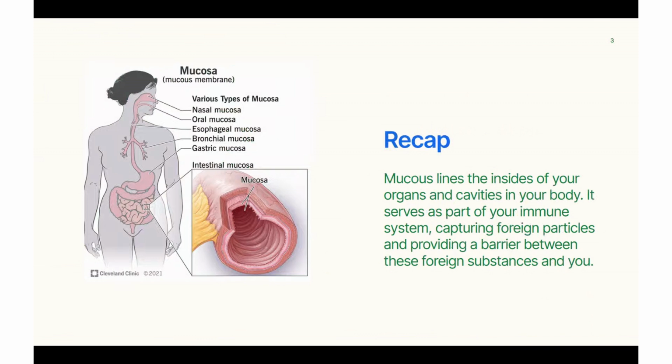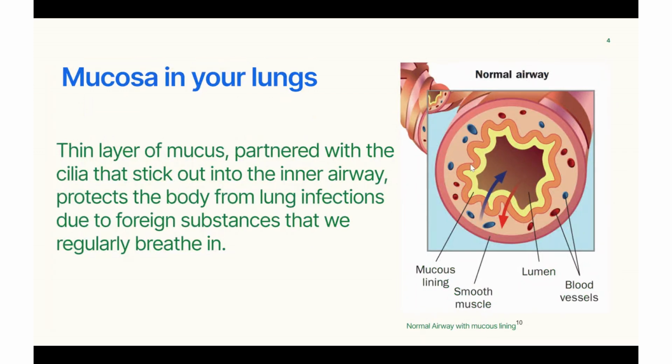Okay, so in recap, we have talked about the human body system. Specifically, we've talked about how in a lot of our organs, we have this inner mucosal membrane that helps with the immune system, captures foreign substances, and provides a barrier. So today, specifically, I want to focus in on the airway mucus.